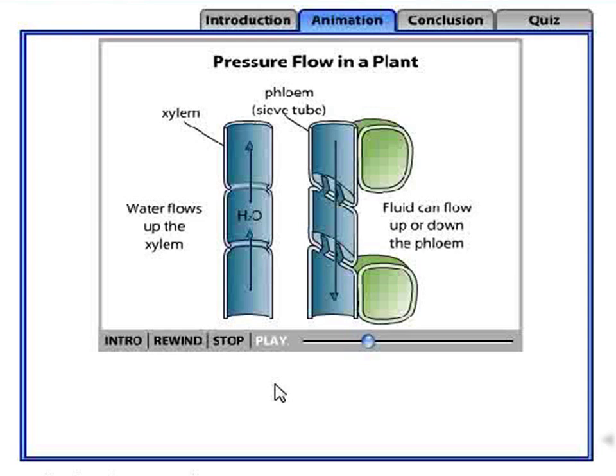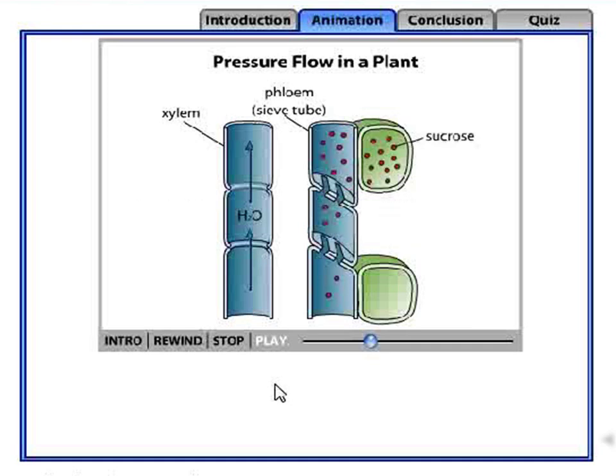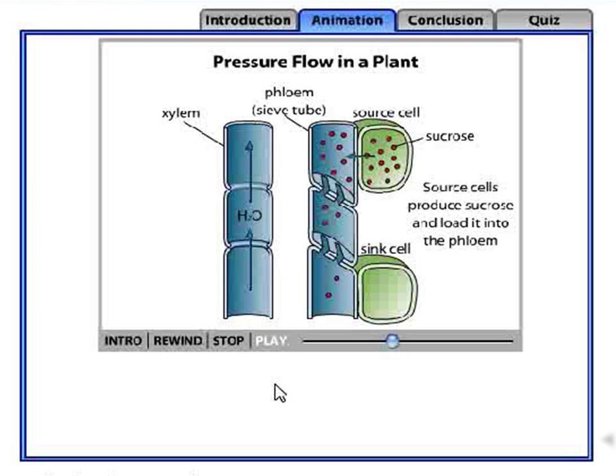A model, called the pressure flow model, describes how sucrose concentrations determine the direction of the flow. Two types of cells, source cells and sink cells, play roles in the transport of solutions in the phloem. Source cells produce sucrose and load it into the phloem. Source cells are typically photosynthetic leaf cells, but they can also be other cell types. For example, root cells with large stores of carbohydrates can act as source cells by releasing these carbohydrates into the phloem.